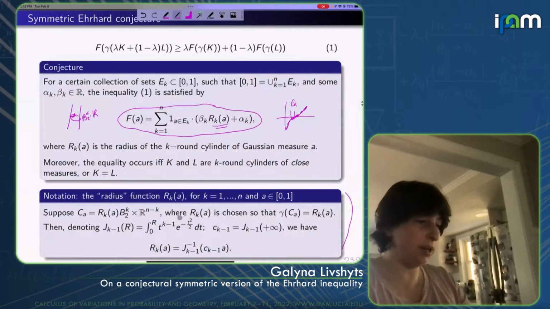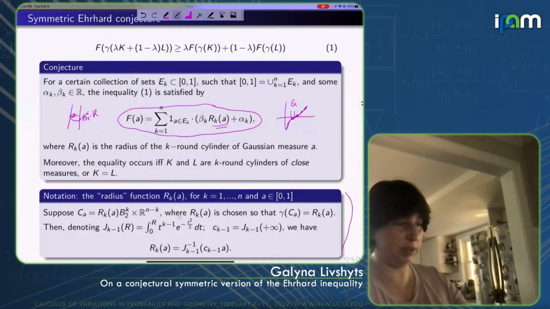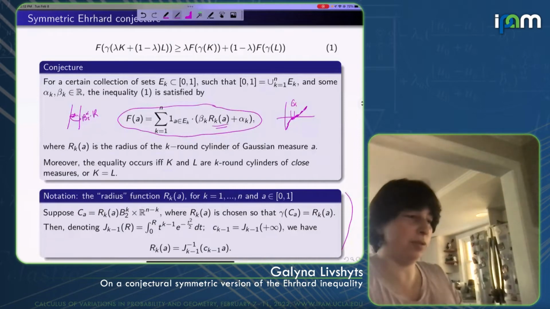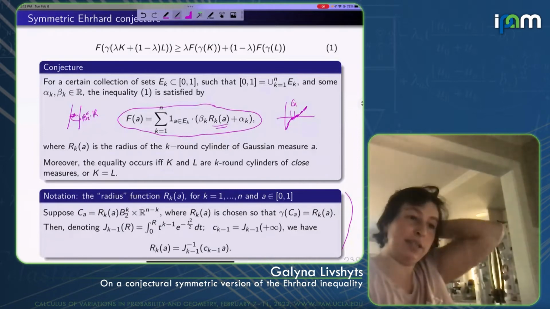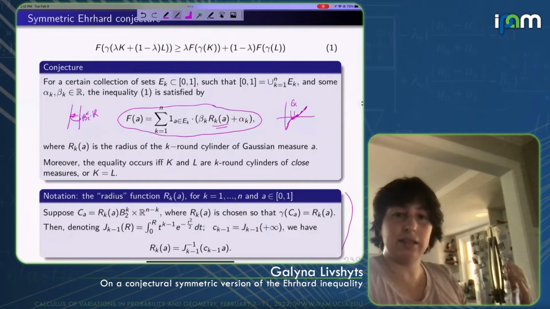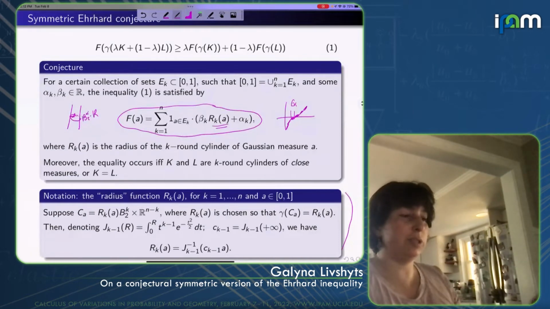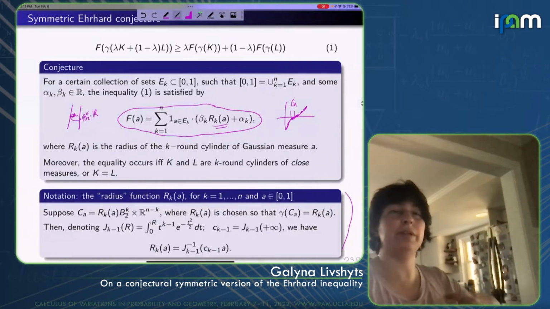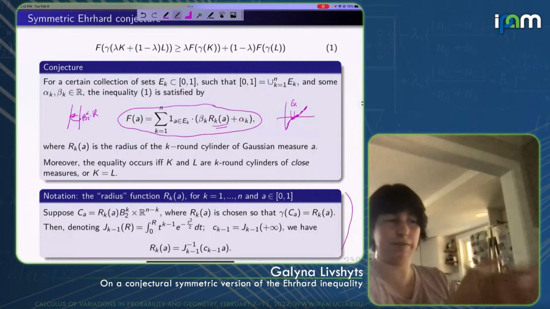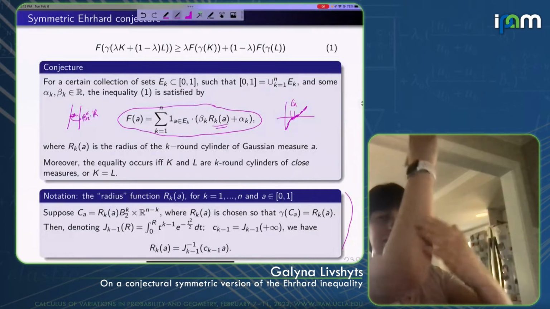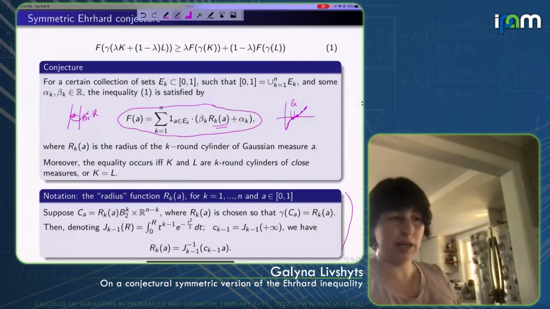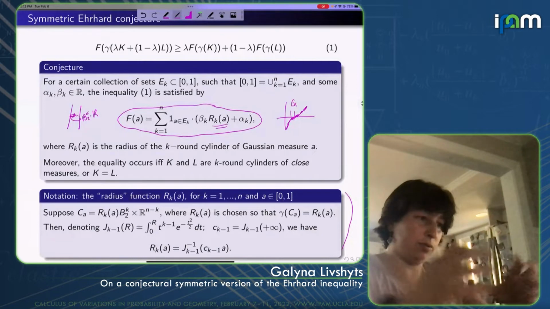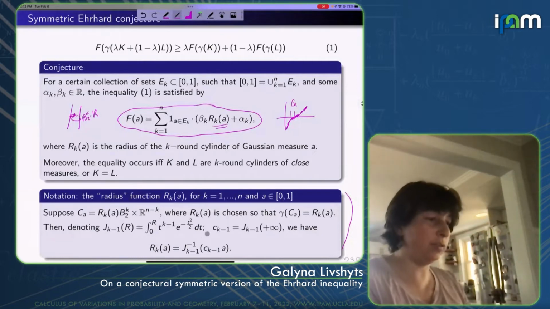You can, of course, write it down explicitly in terms of special functions, as written here in the last box. Maybe it's not so important for the talk. I want to say that this is natural because this r_k(a) is also like a metric quantity of the isoperimetric minimizer. Remember, in the case of Ehrhard inequality, phi inverse is a function that appears in the Ehrhard inequality, and it corresponds to the metric property of the subspace, and t to the power n is a function in the Minkowski case, and it corresponds to the radius of the ball. So this is somewhat natural.